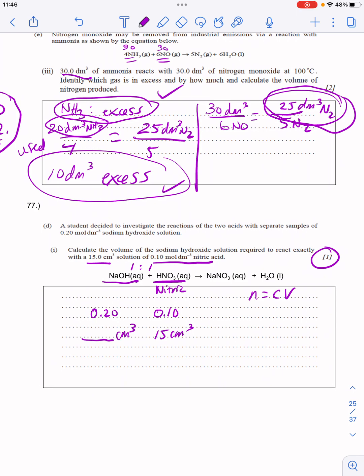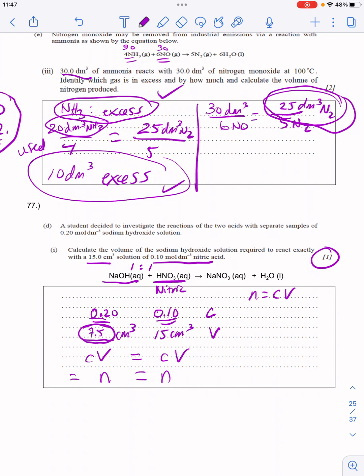But if you think about it, it's concentration times volume. And so if I get these moles to be exactly the same, that means the CV of the NaOH has to equal the CV of the HNO3, because that means their moles are equal. Well, the nitric acid is half as concentrated, 0.1 versus 0.2. So if I just think about it conceptually, I'm only going to need half as much volume of the NaOH to get the same number of moles. So this volume is going to need to be 7.5, because 0.2 times 7.5 will give me the same answer as 0.1 times 15. This will get me the moles being equal.